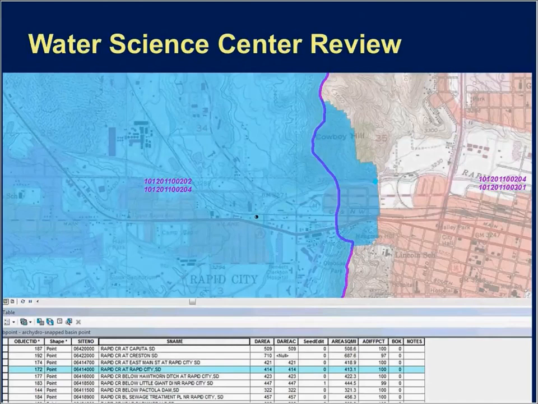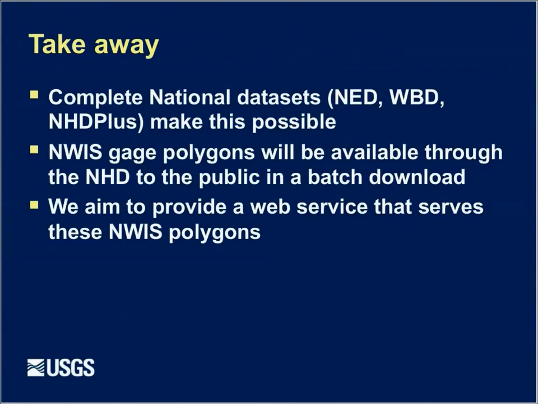And they basically, we get them reviewed. And then when we're done with that, we can go ahead and load them up into the new data model that's going to be part of NHD. So the fact that we have these national data sets makes it possible. These gauge polygons will be available through the NHD to the public in a batch download. We're still getting them completed. And we aim to provide a web service.